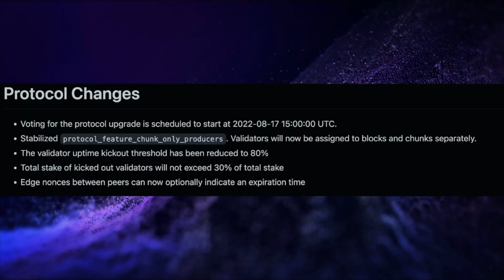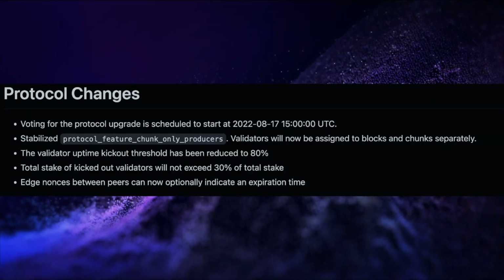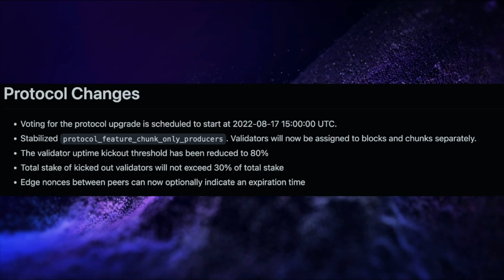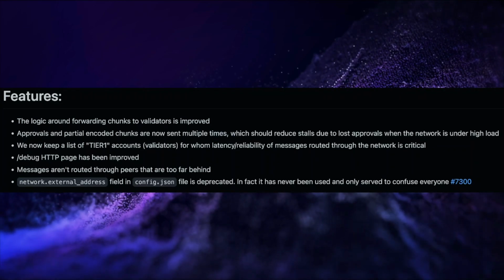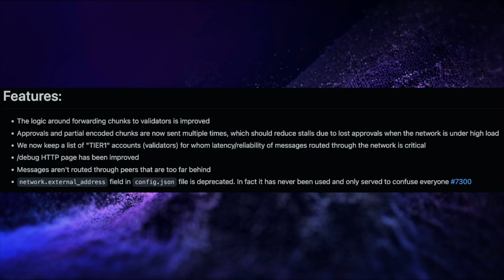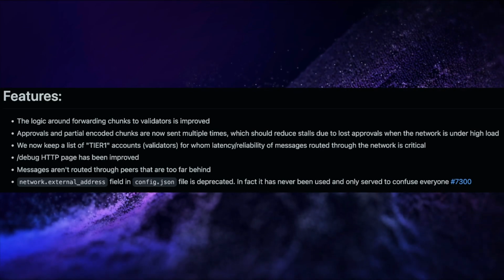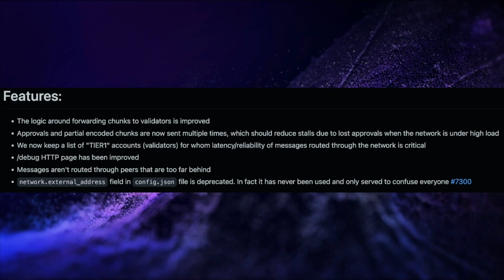Important news for validators on the NEAR platform, we will mention this latest release of NEAR Core. First, validators can now be assigned to blocks and chunks separately now that the chunk-only producer feature has been stabilized. Next, the validator uptime kickout threshold has been reduced to 80%. Improvements to the performance of the protocol include more efficient logic on forwarding chunks to validators, in which approvals and partially encoded chunks are now sent multiple times, which should reduce stalls due to lost approvals that can occur when the network is under high load.